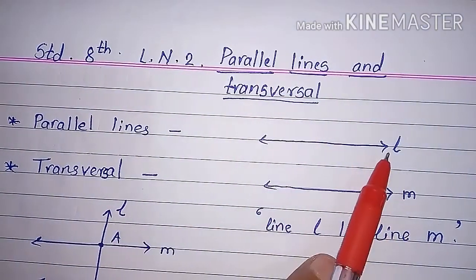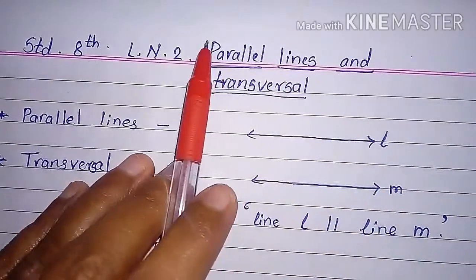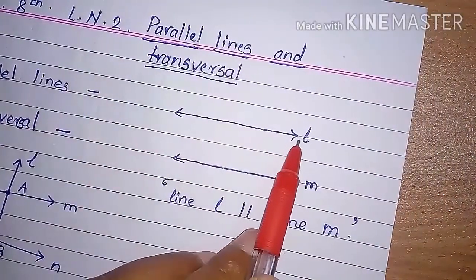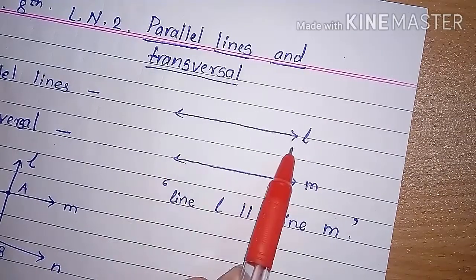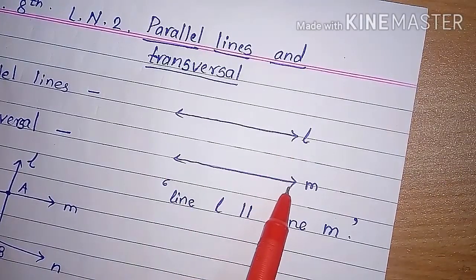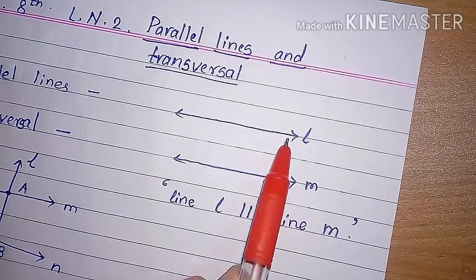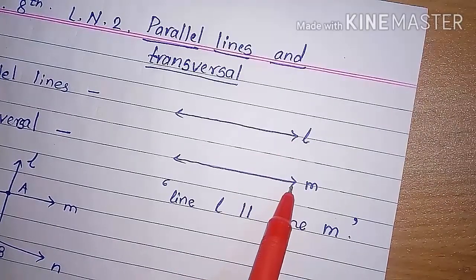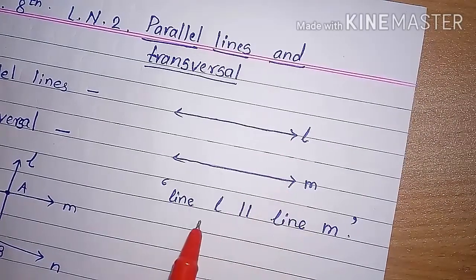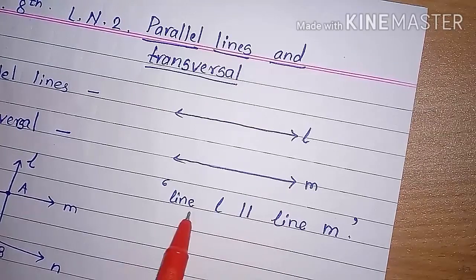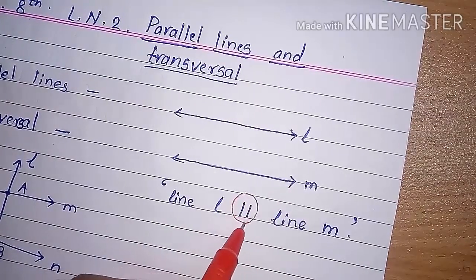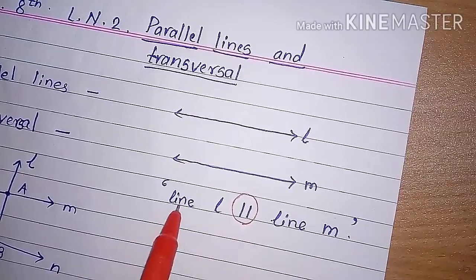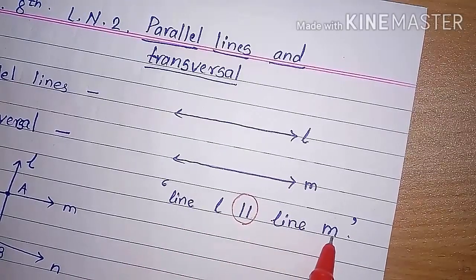Now you know what is meant by parallel lines. See this diagram. Here is line L and here is line M. Line L is parallel to line M. When we say that line L is parallel to line M, it is written like this: line L, this one is the parallel sign, line L parallel to line M.